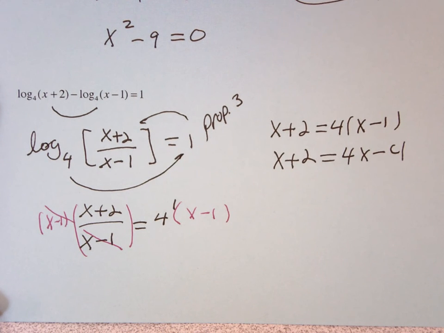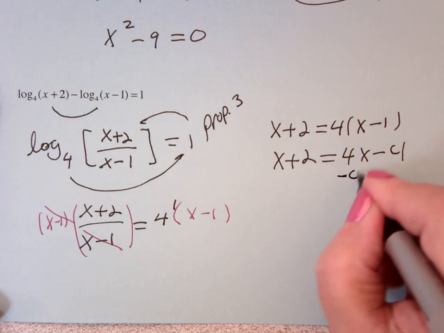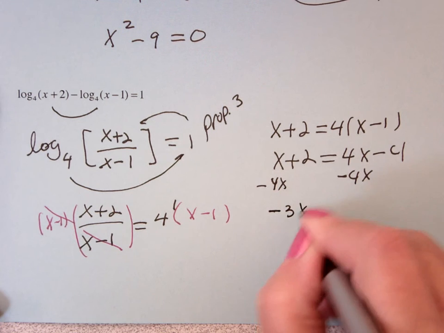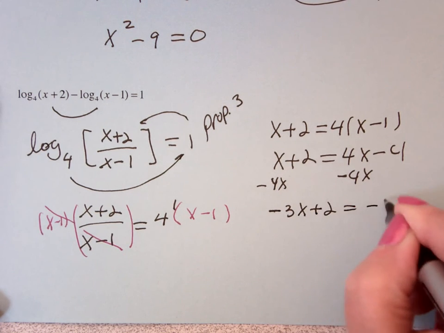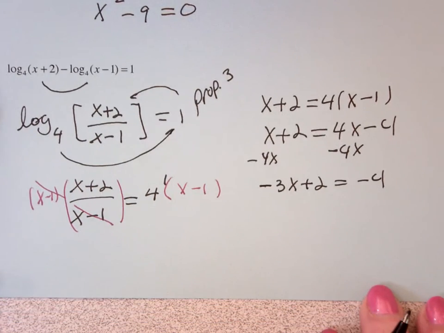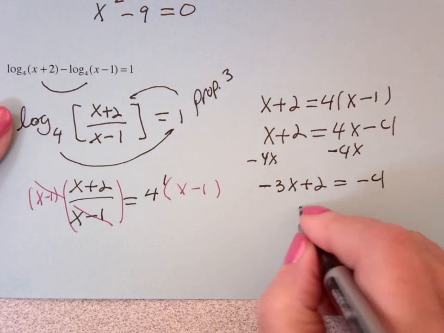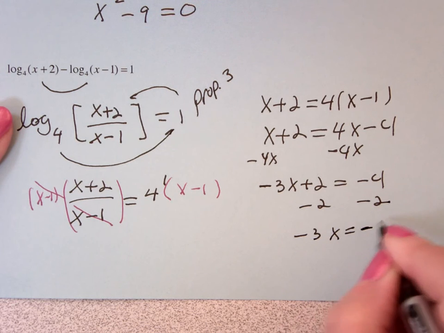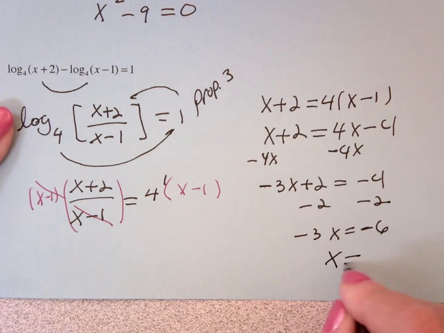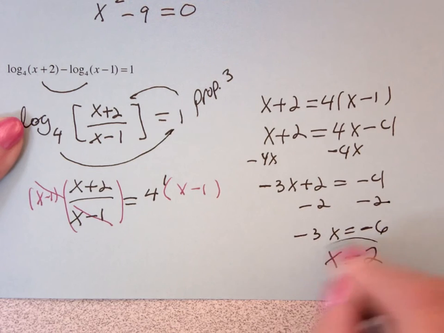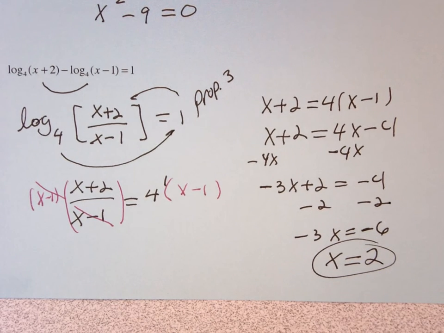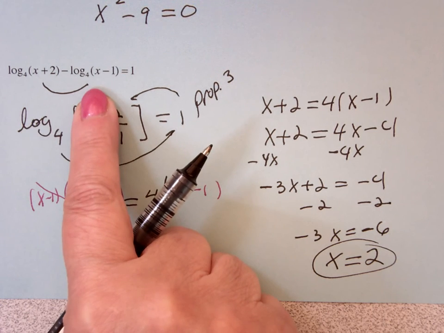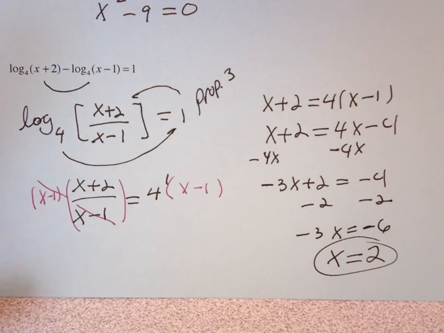Bring your x's to one side, your numbers to the other, so subtract 4x from both sides. Minus 3x plus 2 equals minus 4. Oh, is this not cute? Minus 2, minus 3x equals minus 6, or x equals 2, that is just adorable. 2 plus 2, positive. 2 minus 1, positive. Doesn't create a problem.